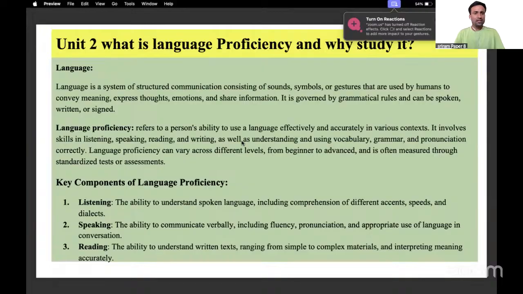Okay, and the next unit we'll see, that is unit two. What is the language and language proficiency and all? Before that, it will finish within 5 minutes. Then we'll move on to our main topics.